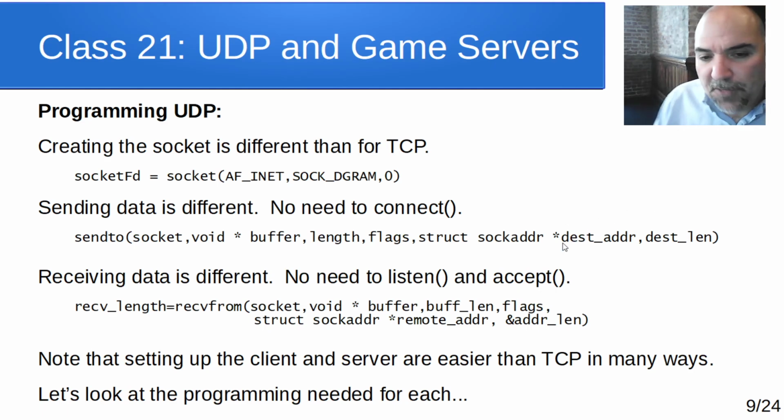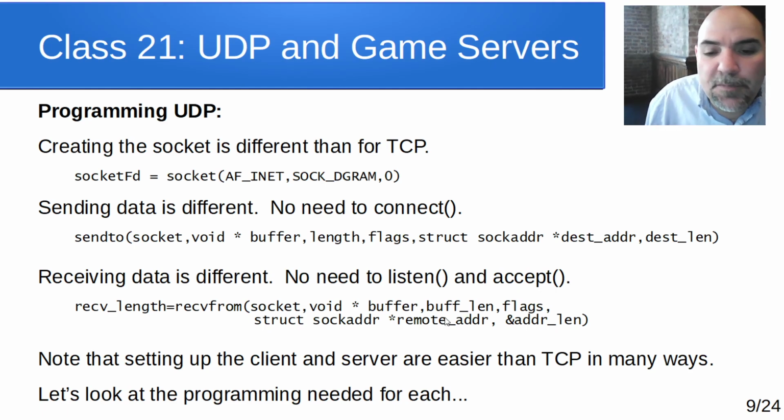And receiving is also different. Instead of using listen and accept on the server, you just do recvfrom. And that basically says, hey, on this socket, read this amount of data into that buffer. These are the flags. Here's the sockaddr that plugs in the remote address of who sent you that data. And then here is the length of that address when it comes in.